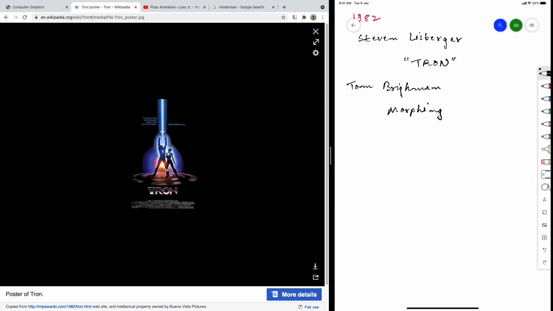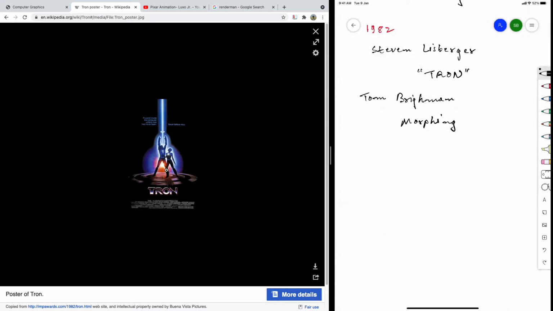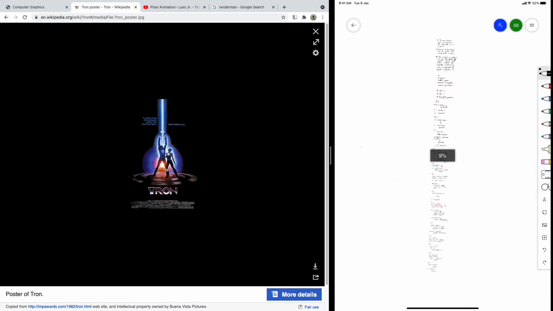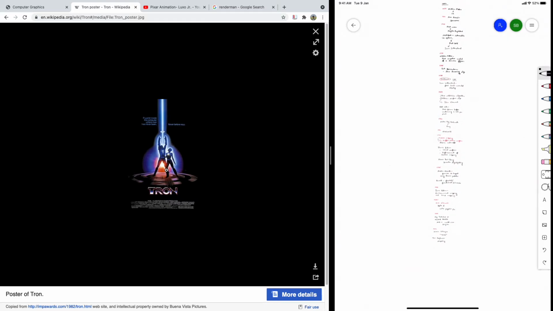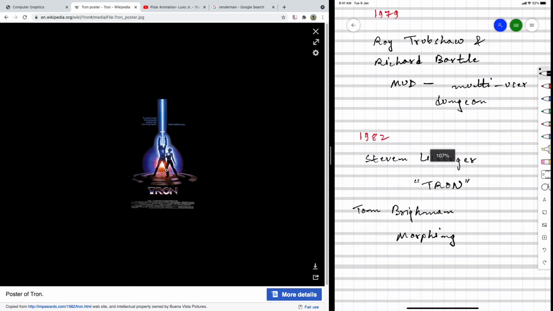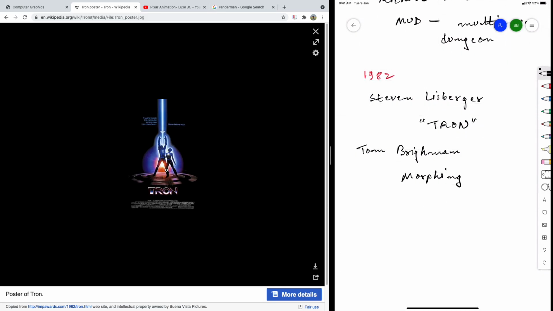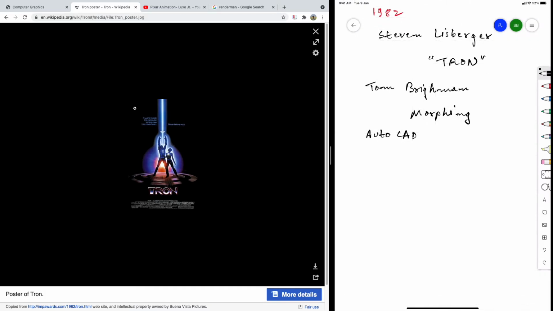Then in the same year 1982, AutoCAD was released. As you all know, AutoCAD is a very popular software which is used for designing anything, maybe small machine parts or very big systems. Okay, then let us move on.